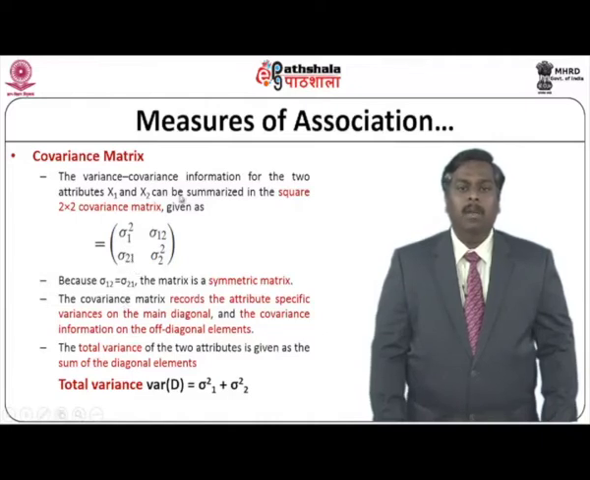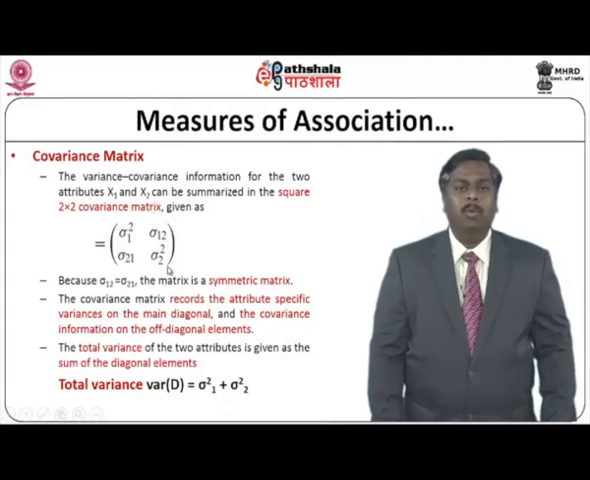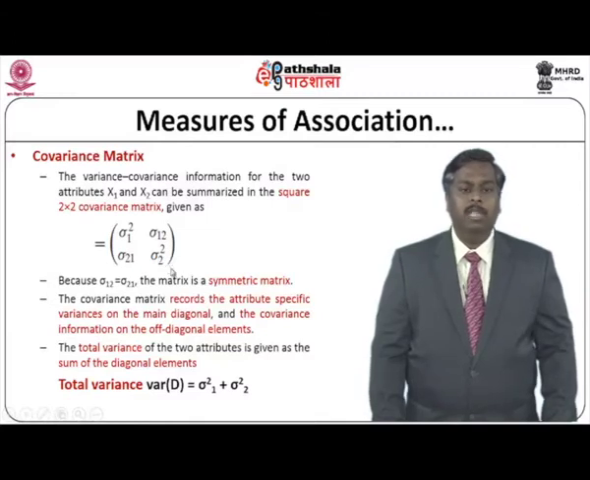So, when we take a look at this covariance matrix, we find the matrix is going to be a square matrix, and since in this matrix sigma 1 2 and sigma 2 1 are the same, this matrix is considered to be a symmetric matrix. Now, when we are working with this covariance matrix, what information can we infer from this covariance matrix?